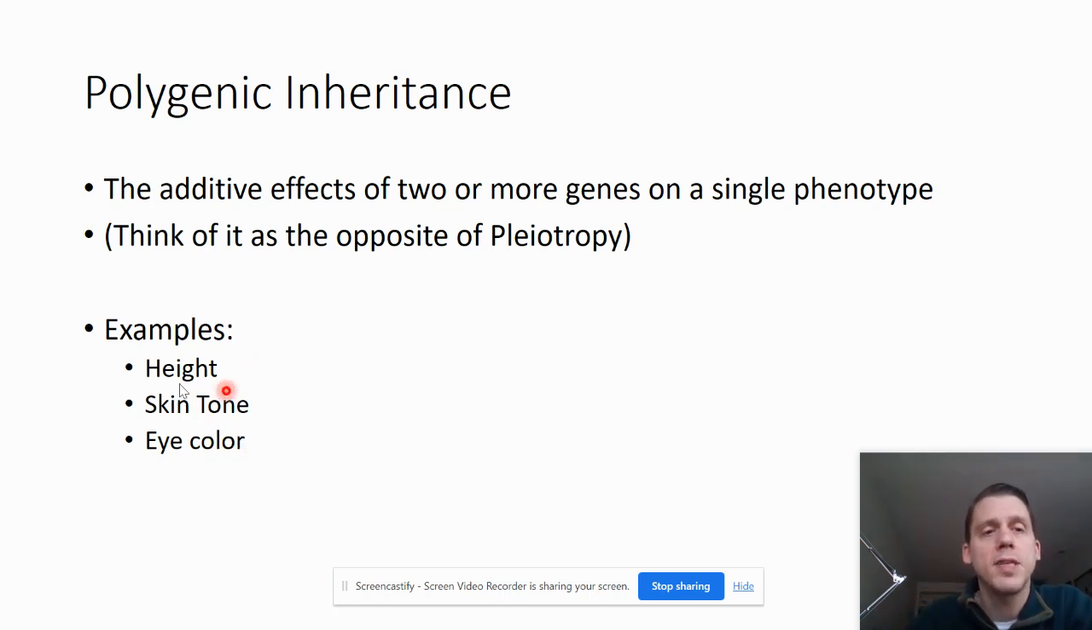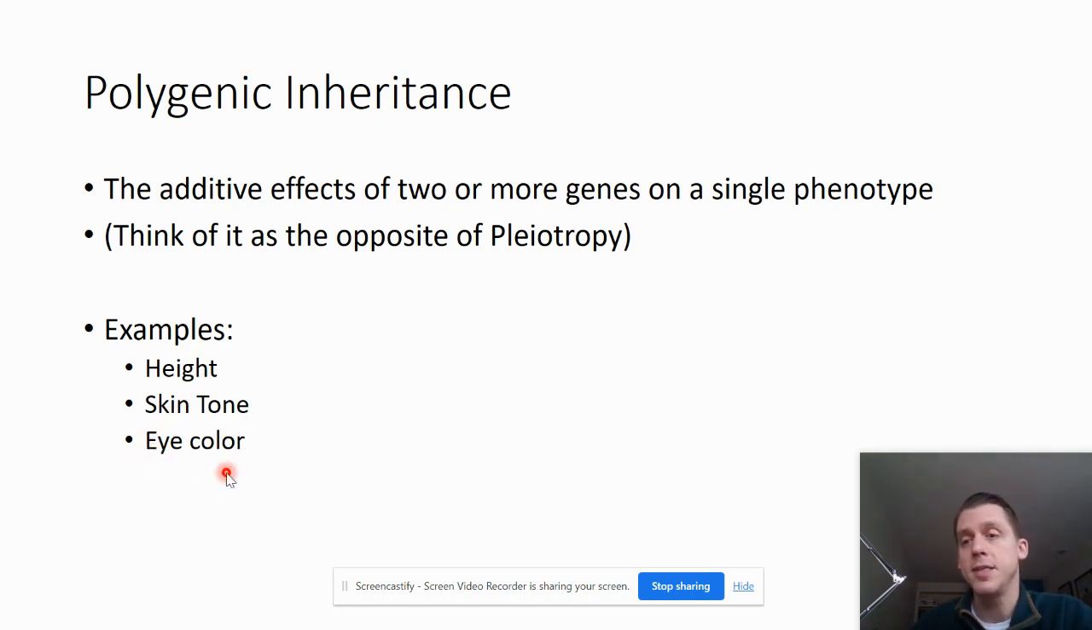Height, for example, will have several genes contributing to it. It's not just one gene. So it's not that you are either tall or short, but there are many different heights you could be. You could be 5'10", you could be 5'11", you could be 6'2". Whatever your height is, there are many genes that contribute to that. The same thing with skin tone. Skin tone can be very light, it can be very dark, it can be somewhere in between. There are an infinite number of tones you can have. And polygenes can also help control eye color.